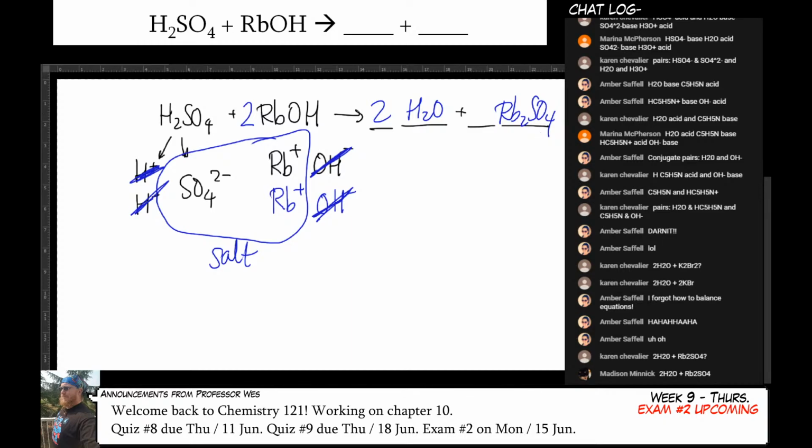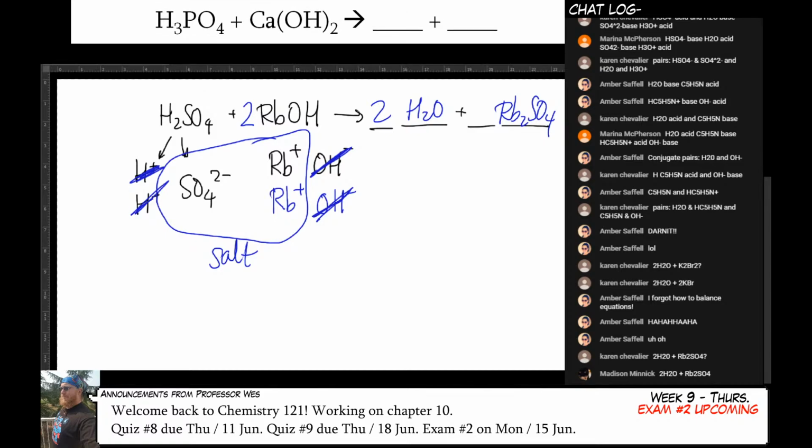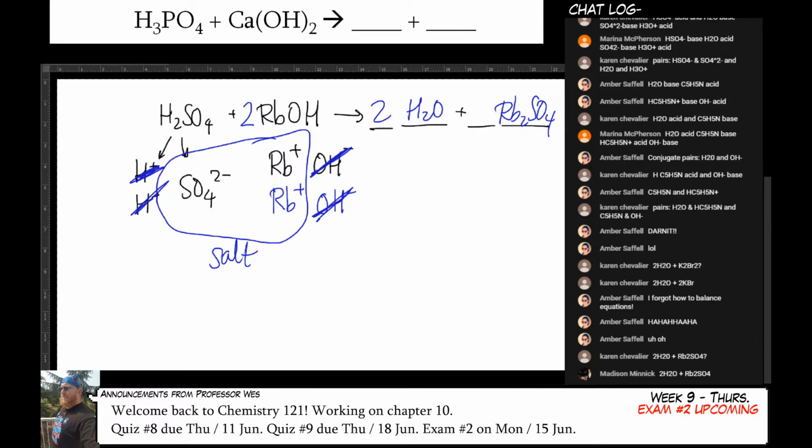Very good. Here is the last one. This is the hardest one. We give you calcium hydroxide and phosphoric acid. Neutralize the water and find me a salt. We'll go over the answer in just a second.